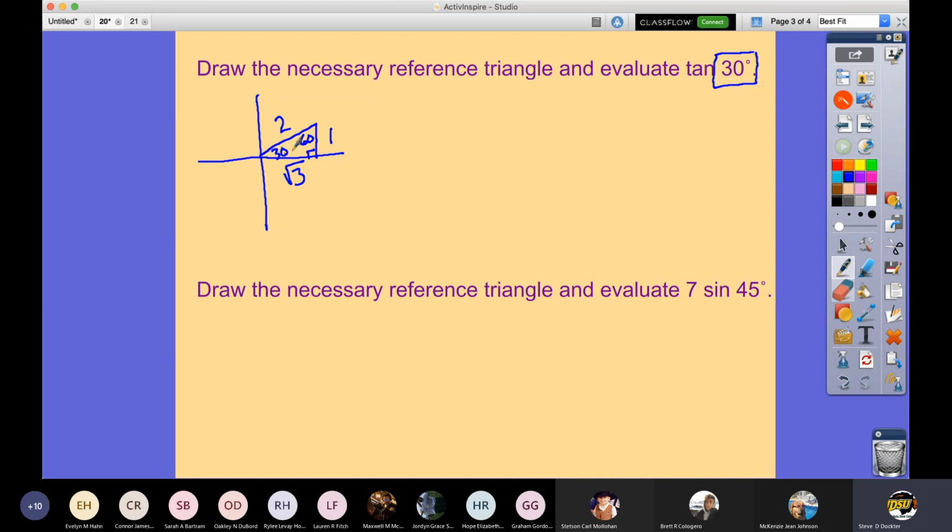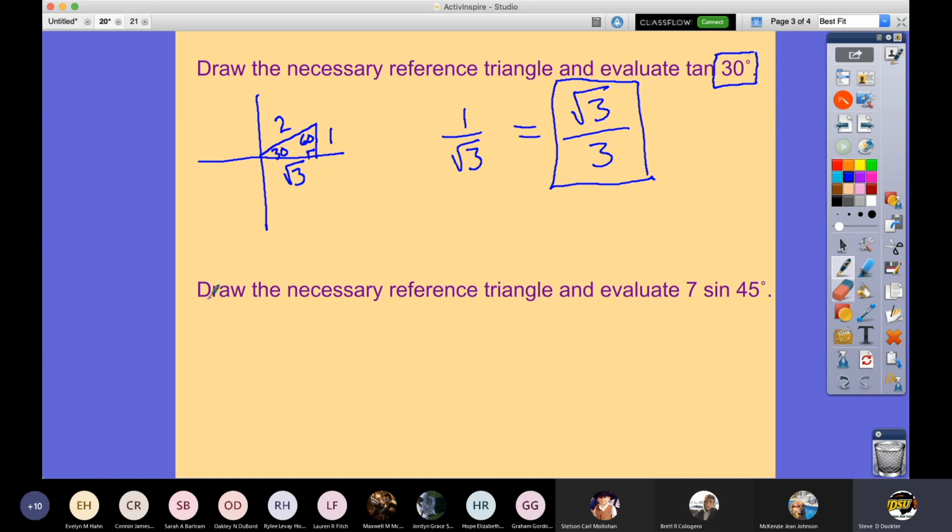Tangent of 30 is opposite over adjacent, 1 over square root of 3. We've got to simplify that and get the square root of 3 out, so multiply top and bottom by square root of 3. That gives us square root of 3 over 3. And we just get that from the triangle that we drew there.